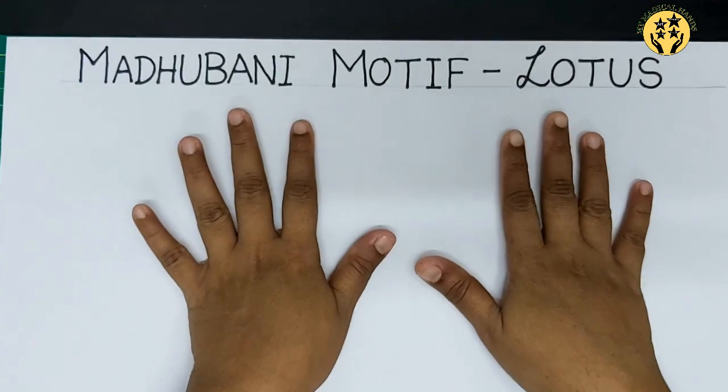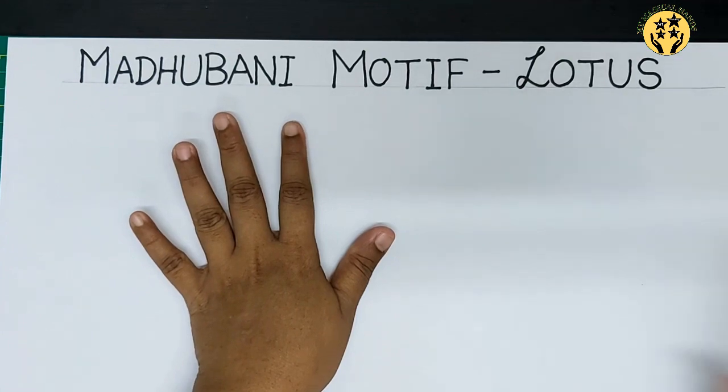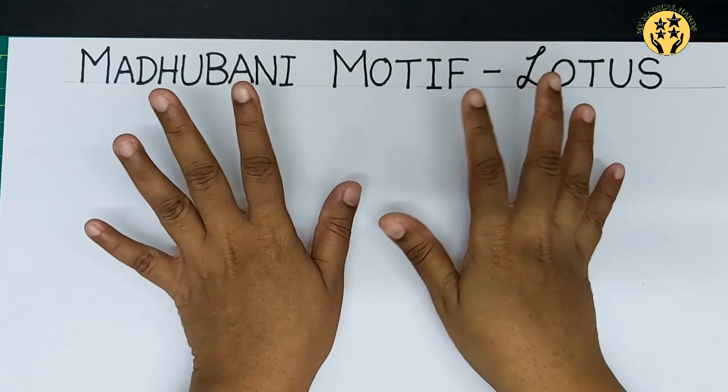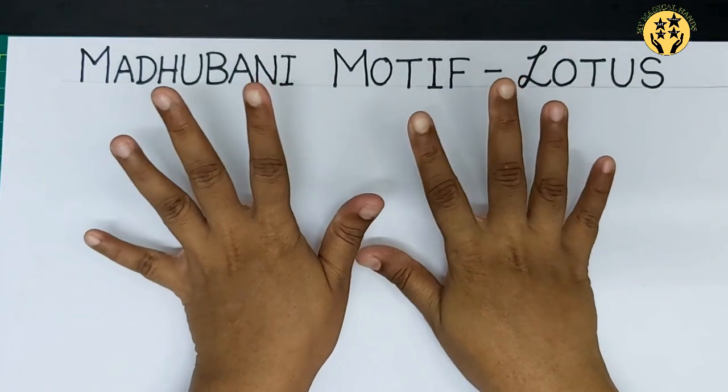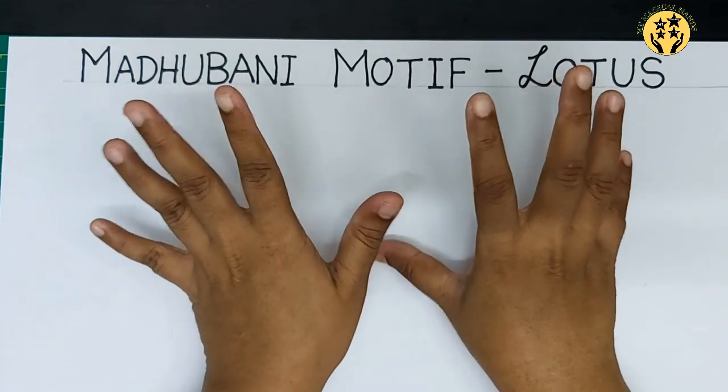I hope all of you understand the border concept. Madhubani has many aspects to its form, like motifs, stories, and symbolism. Motifs are the artistic representation of ideas, living things, gods, etc.